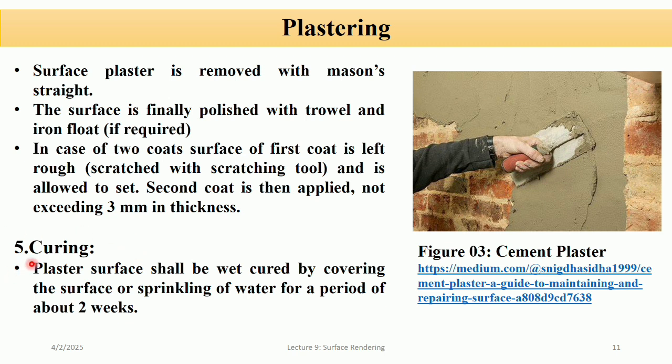So in the last step, we have to do curing. The plaster surface shall be wet cured by covering the surface or sprinkling water for a period of 1 to 2 weeks. Cement plastering forms an ideal coating for external finishing. It is also used for internal rendering of common as well as important buildings, and it is especially suited for damp conditions like bathrooms, kitchens, etc.